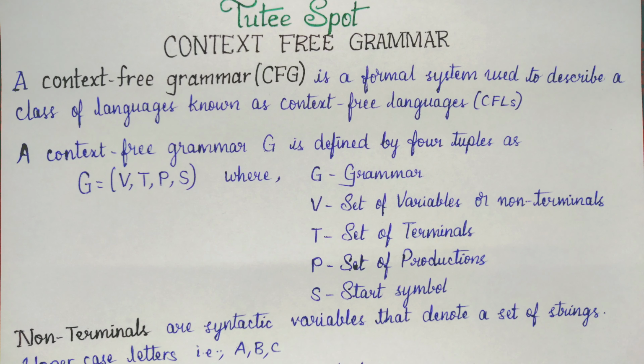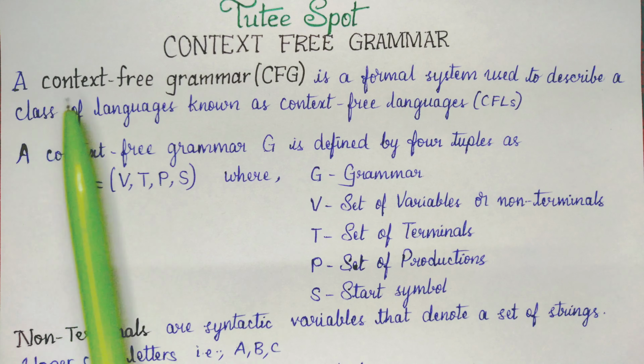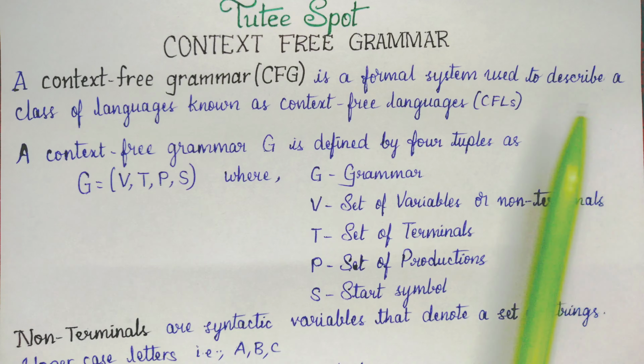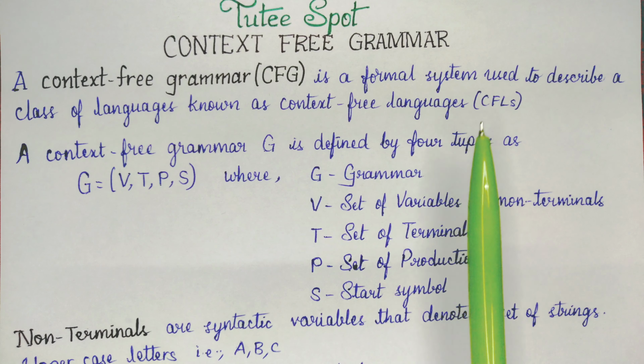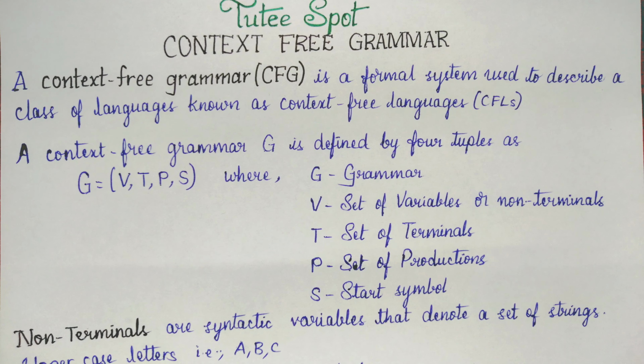In this video, let's discuss context-free grammar, CFG. Context-free grammars are a fundamental concept in compiler design, primarily used during syntax analysis. That means the parsing phase. A CFG is a formal system used to describe a class of languages known as context-free languages. That means they provide a formal and precise way to describe the syntactic structure of programming languages.